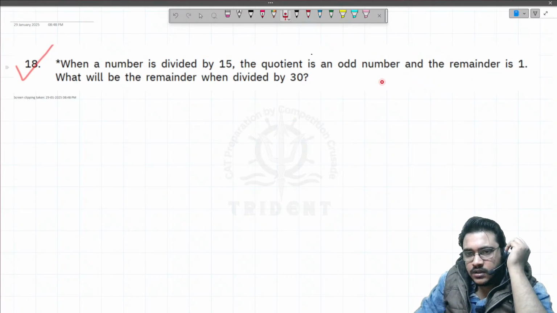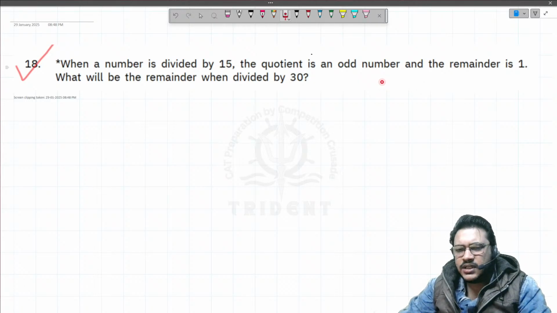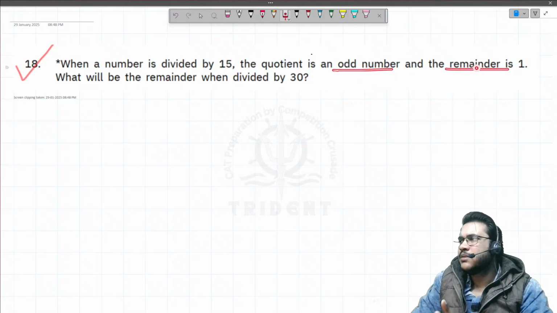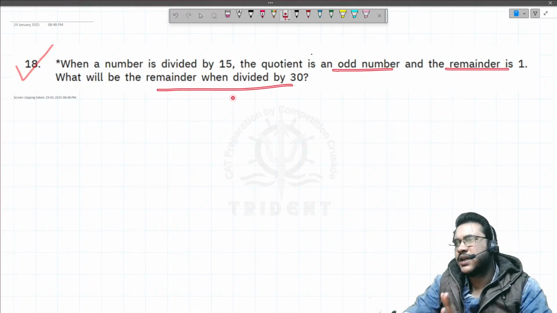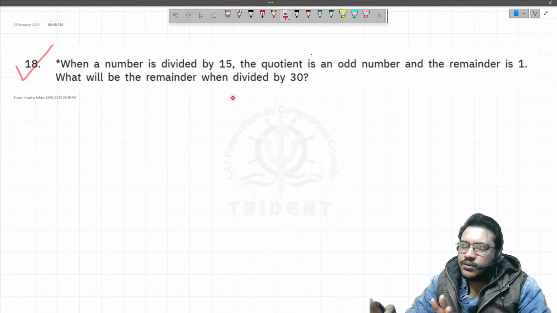We will use the equation. Actually, the fact is that we will have to use the equation. Call it the equation or you can call it the division lemma. Remainder, there is only one, Euclid's division lemma: dividend, divisor, quotient, remainder. So that is basically the idea. It says that the quotient is an odd number and the remainder is 1. What will be the remainder when it gets divided by 30? It's actually a very easy question if you just plug in the value. The moment you plug in the value, you'll get the answer.